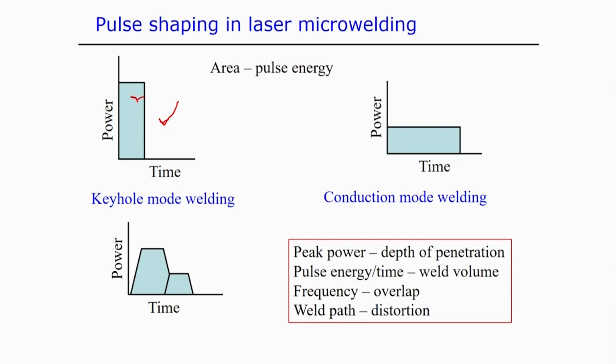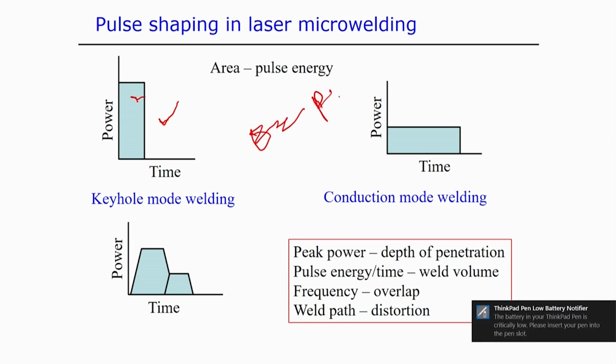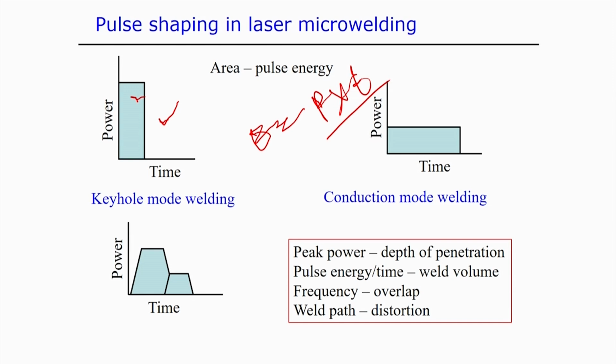Remember that the area of this rectangle represents the pulse energy. The pulse energy is the power into the duration of time, so P into T. That represents the energy of the pulse, and physically the area of this basically represents the pulse energy.